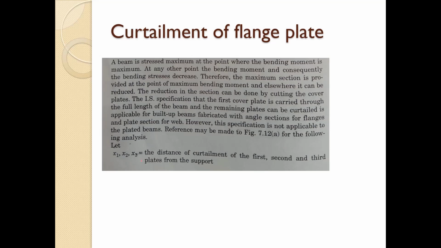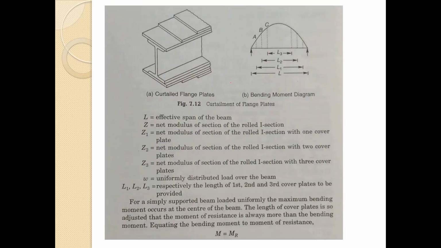So here you can see that x1, x2, x3, that is distance of the curtailment of the first, second and third plates from the support. This is the beam and these are the plates, and the first plate has been provided throughout and these plates have been curtailed. So for this length L3 we have to provide the maximum depth or the bigger section, and for L2 the section will be quite lesser, and for this L1 again it is somewhat like this, and for L again that will be a lesser section.